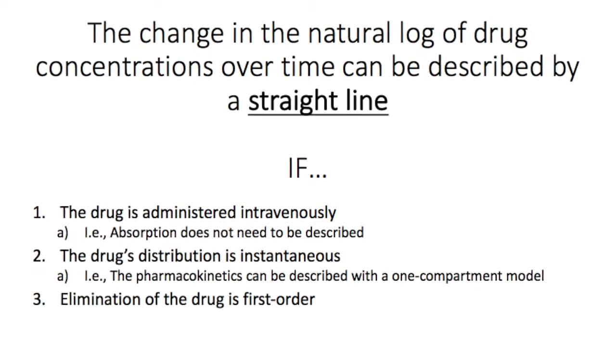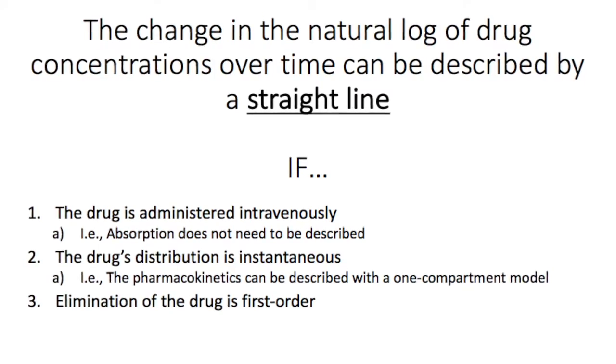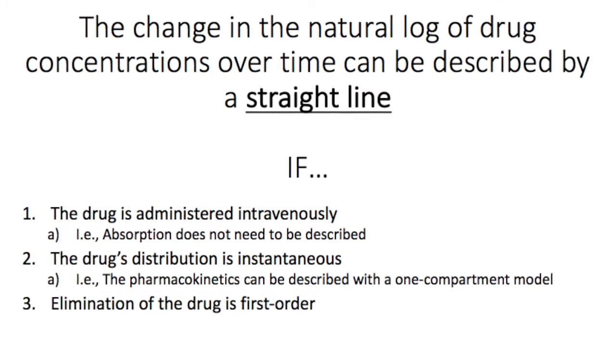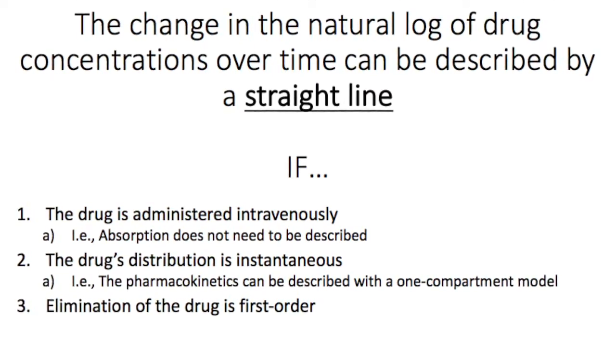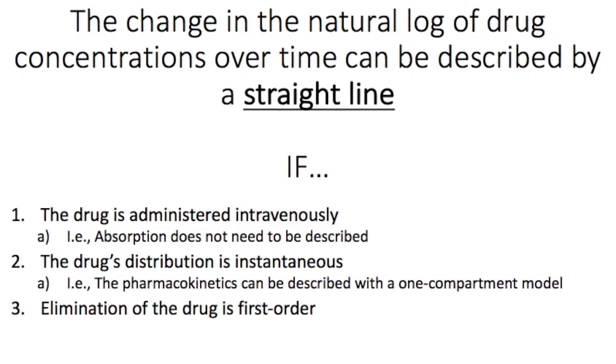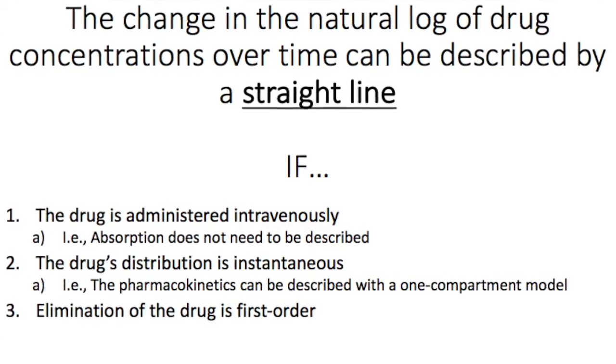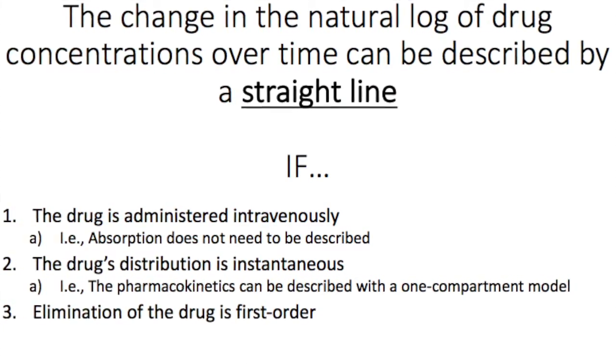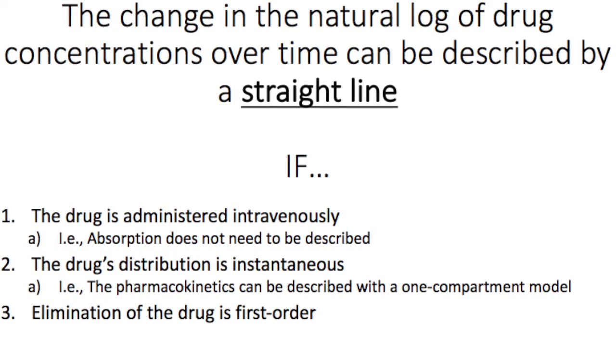The change in Ln-transformed plasma drug concentrations over time can be described with a straight line if 1. The drug was administered intravenously, 2. The drug's distribution is instantaneous, which means the drug's pharmacokinetics can be described using a one-compartment model, and 3. The drug's elimination is first order.